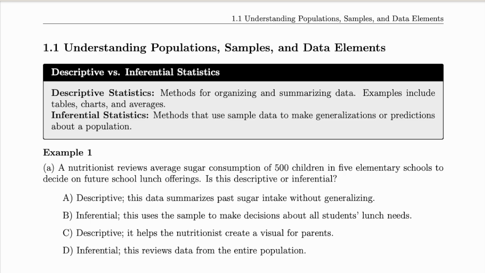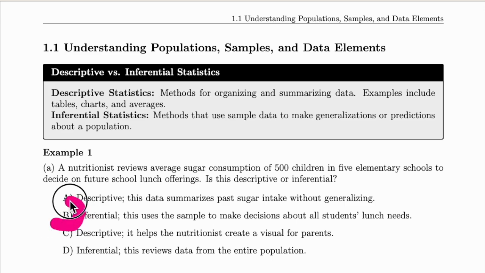This would be considered inferential statistics because the nutritionist is using the data from the sample of 500 children from the 5 schools to make decisions about future lunch offerings that will affect all the students. So they're using the sample data to make generalizations about what would be appropriate for the entire population. So they're making generalizations and they're making decisions. So this would be considered inferential statistics.